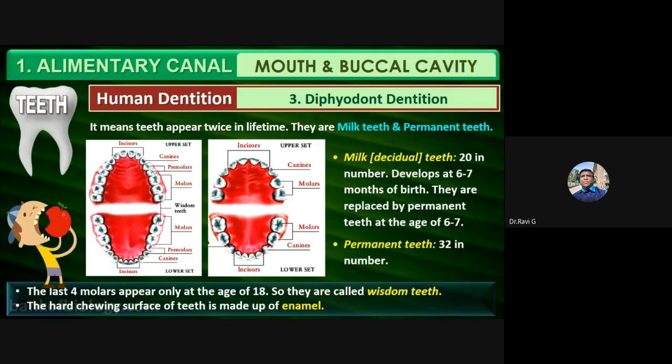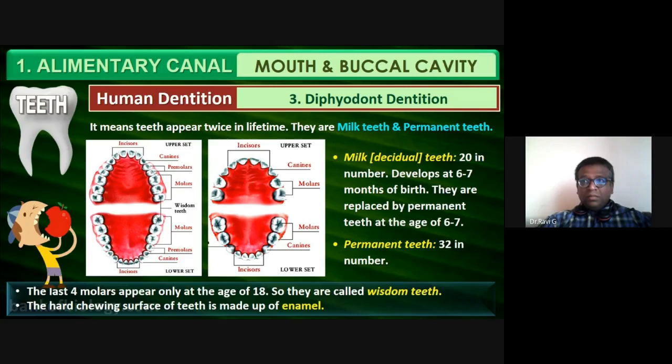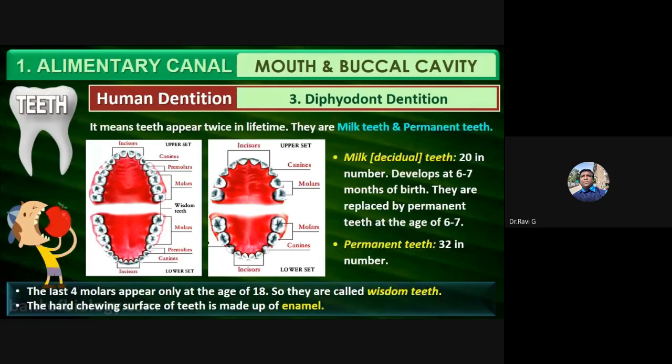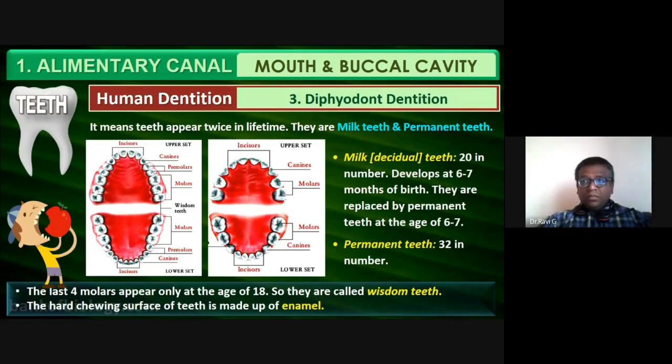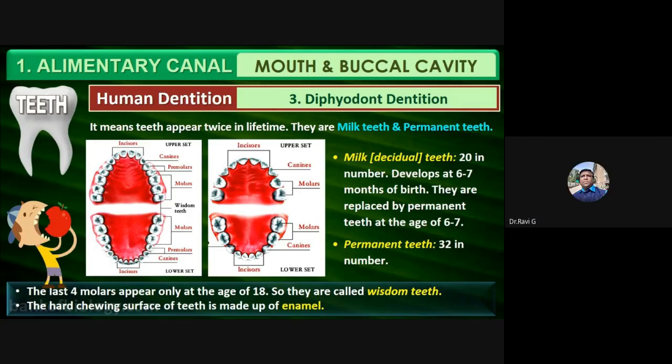So the milk set or the decidual set develops at 6 to 7 months of age, and is replaced by the permanent set of teeth at the age of 6 to 7 years. We should remember that. That is the milk or decidual set of teeth. Then permanent teeth are 32 in number. They are formed after 6 to 7 years of age, and they remain with us throughout our lifetime.